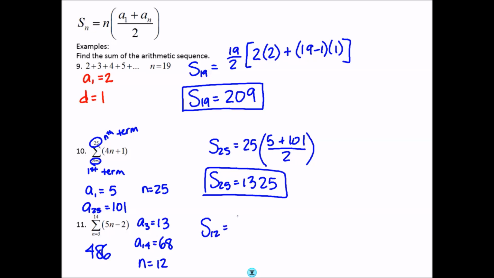If we use the formula, we end up with n is 12. We have 13 plus 68 over 2. So if you type that in your calculator, you end up with 486, which is the same answer we got using the summation function. That's it for arithmetic sequences.